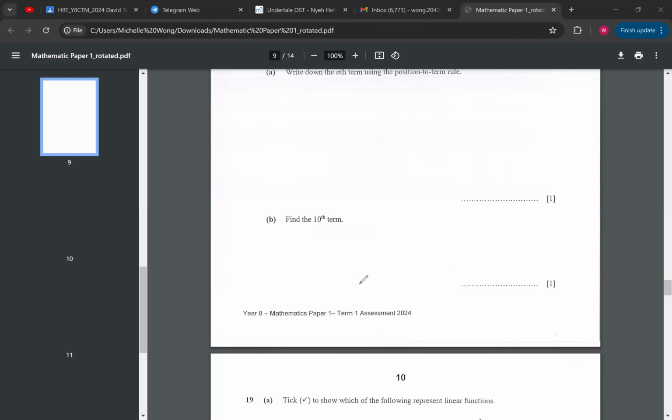B. Find the 10th term. For this, we need to take the n term, 21.5 minus 3.5n. But the n, we replace it with 10, bracket 10. 21.5. So negative 3.5 times 10 will be minus 35. And then after that, you get negative 13.5. So the answer is negative 13.5.